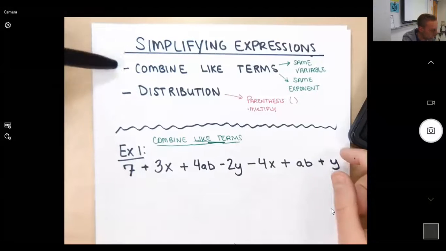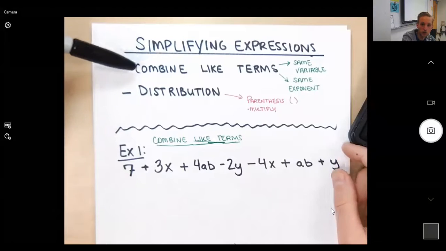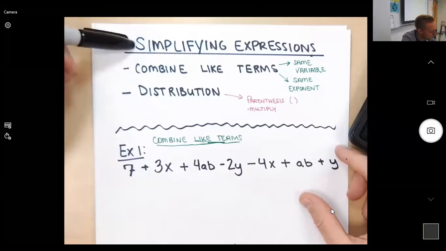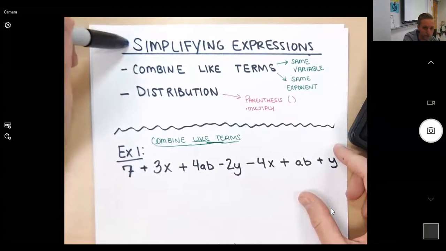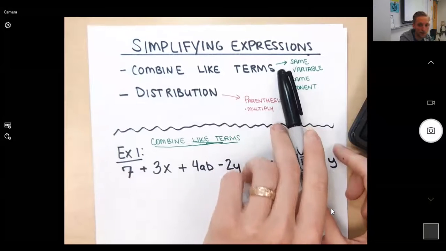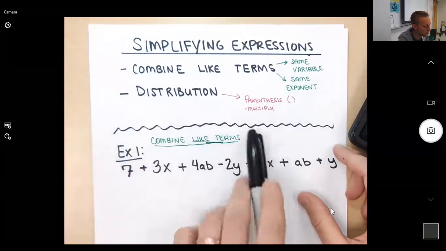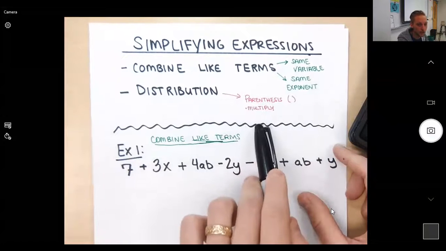So I'm going to do a quick little video, just a reminder on simplifying expressions. There's two things that we've talked about so far with simplifying expressions. We can combine like terms, which means that they will have the same variable and the same exponent, and we can do distribution. So you notice that when we have the parentheses.